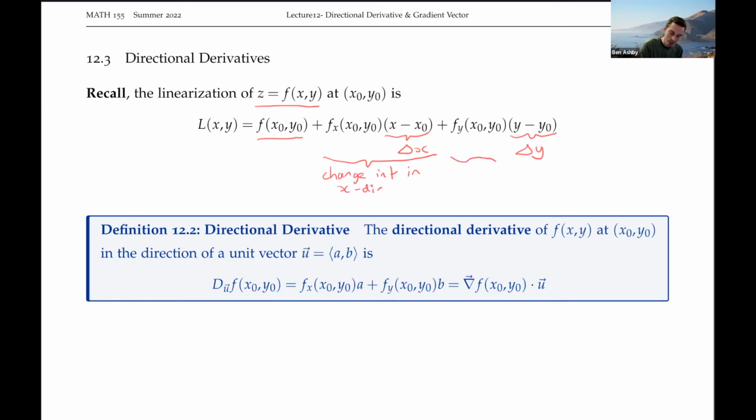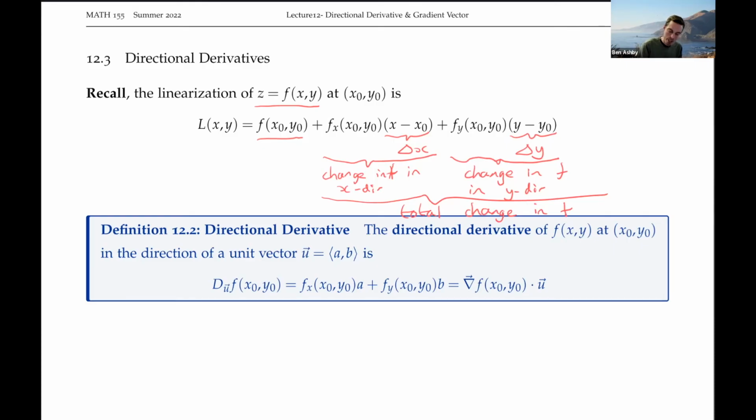the second partial term here is going to be the change in f in the y direction. If we take both of these together, this gives us the total change in f if we move a little bit in the x direction and a little bit in the y direction. So what's this got to do with directional derivatives?